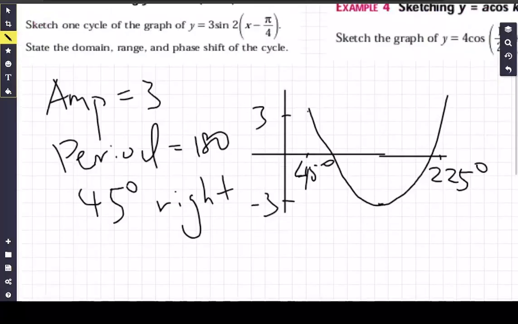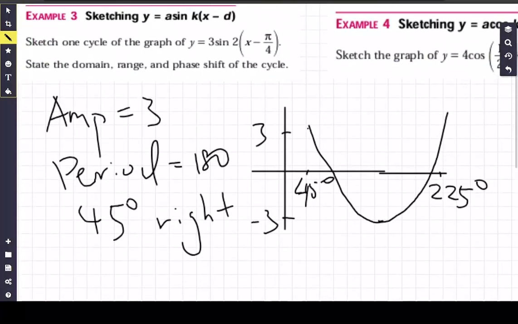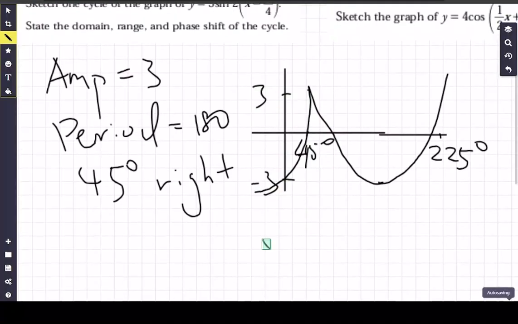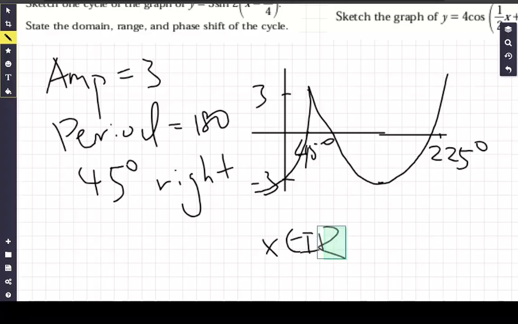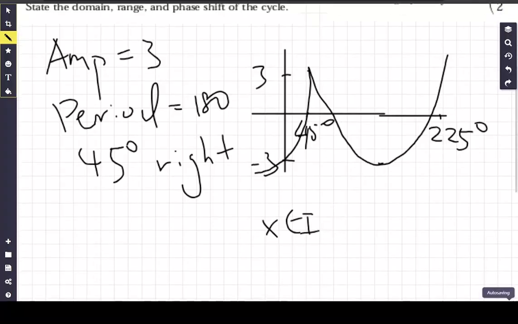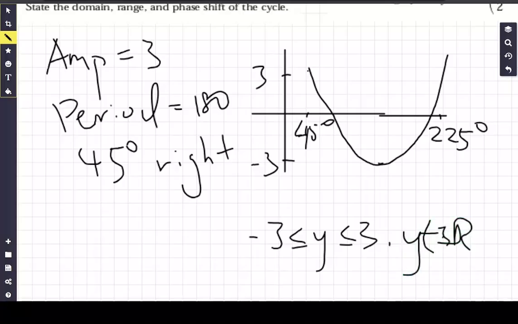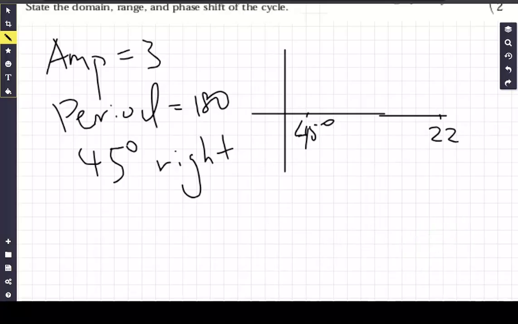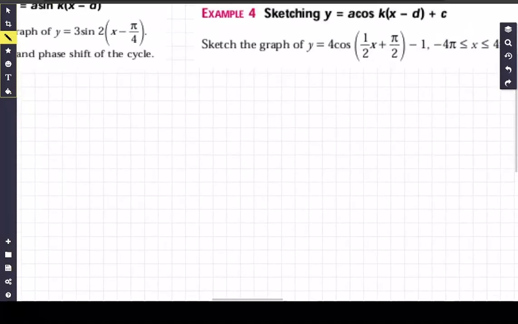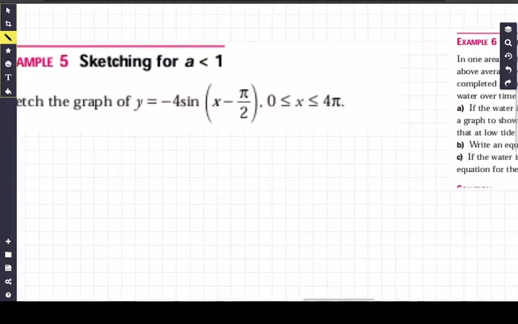Now let's write the domain and range. So since it didn't say it's only between this, we can draw it continuously. So x is equal to all real numbers. And then y has to be between negative 3 and positive 3. So that is our answer. Domain and range, and we are done. Let's go ahead and move on to question number 4. Oh, we have 2 more.